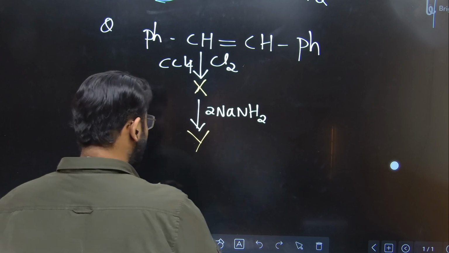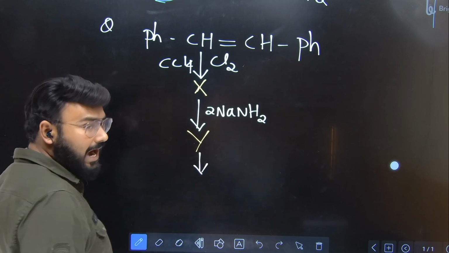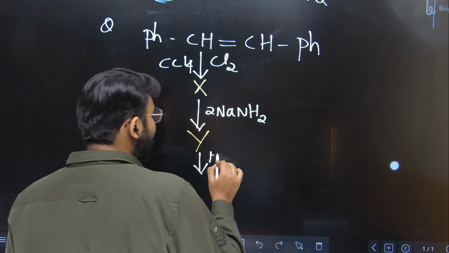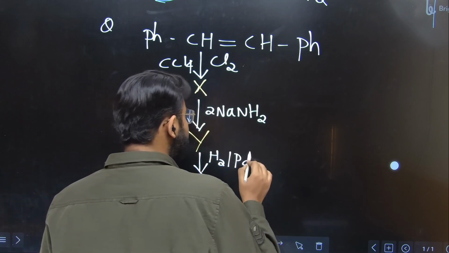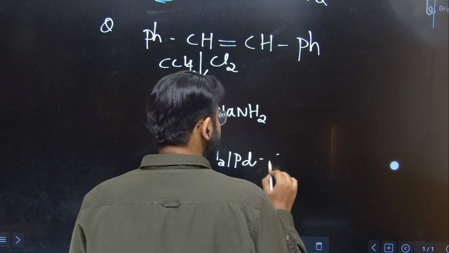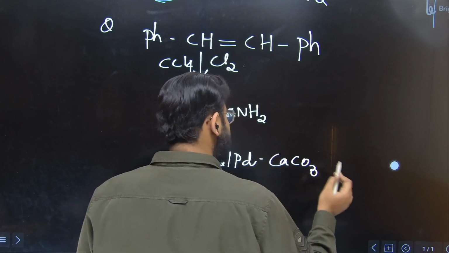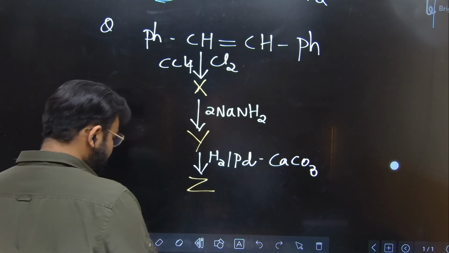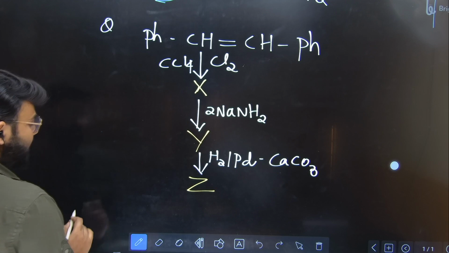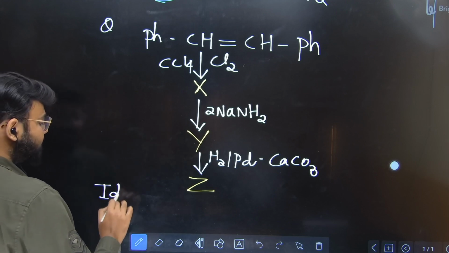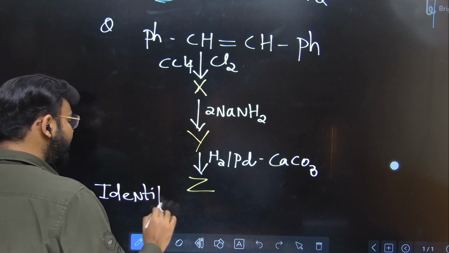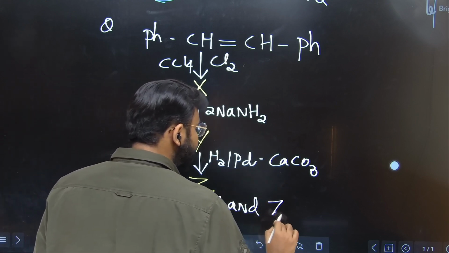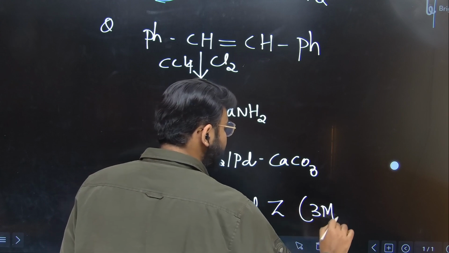Now whatever has formed as Y, we add something more. And what do we add here? We add hydrogen in palladium with CaCO3. And it forms something Z. The question is asking to identify X, Y, and Z. This is for 3 marks.